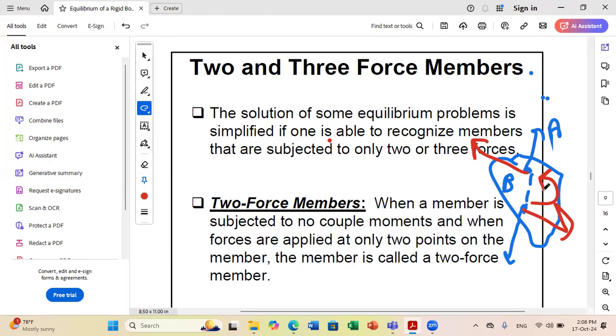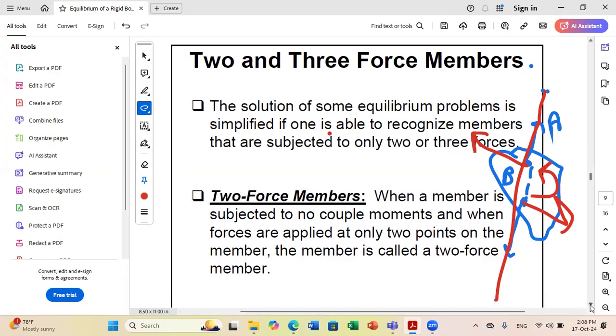So the only possibility to have equilibrium is that the two forces should not only be opposite, but should be along line AB. Because when they are along the same line, they cannot produce any moment. Okay? So this is the condition. Whenever we say that we have a two-force member, a two-force member is only subjected to two forces. The condition to have it in equilibrium is that the two forces should be along the line joining the points of application A and B.